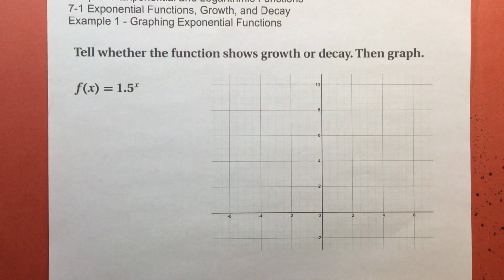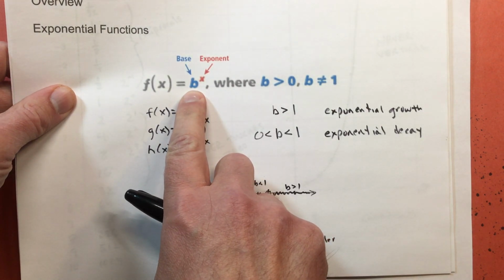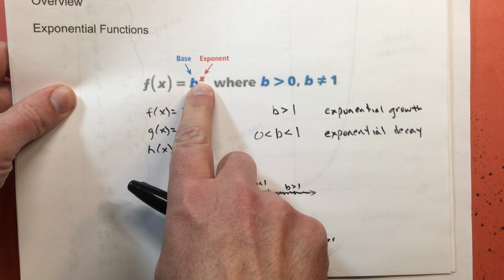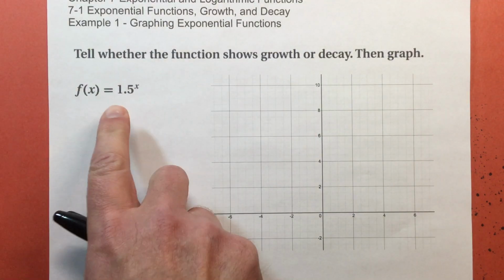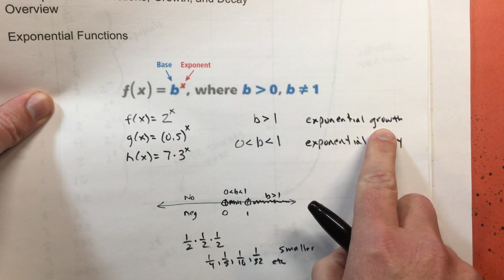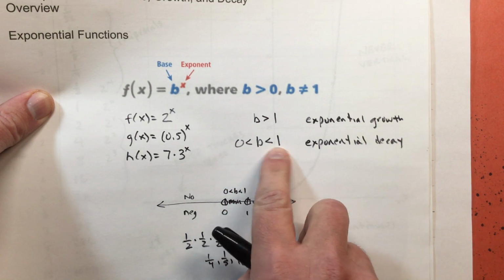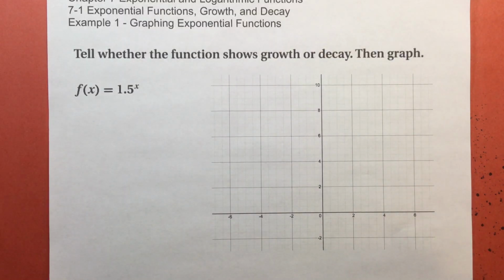Okay? So the first thing I want to figure out is, do I have exponential growth or decay? Well, let's go back. Here's the sheet that I had at the beginning. What's the base of my exponent? The exponent is the variable x. What's my base? My base is 1.5. If that number is bigger than 1, I have exponential growth. 1.5 is bigger than 1, so that's true. It's growth. But if it was between 0 and 1, then I have exponential decay.